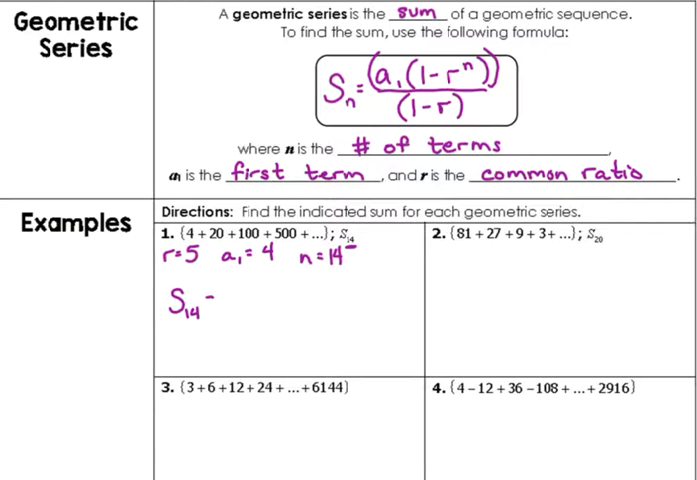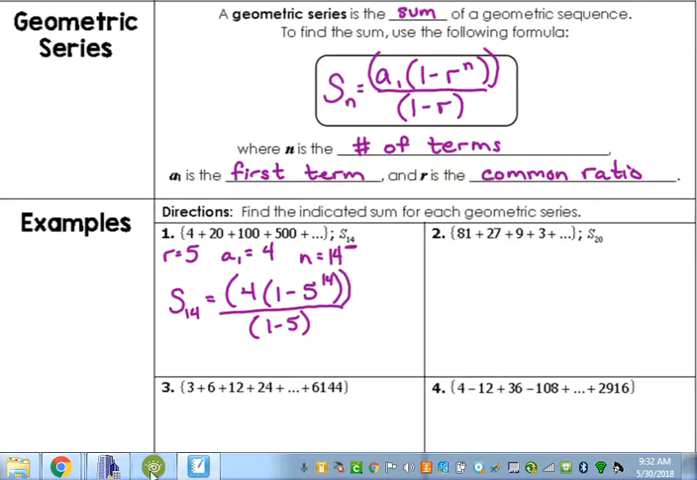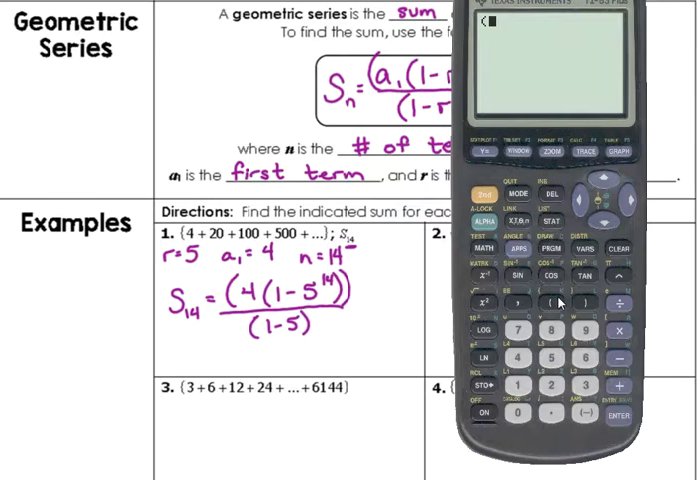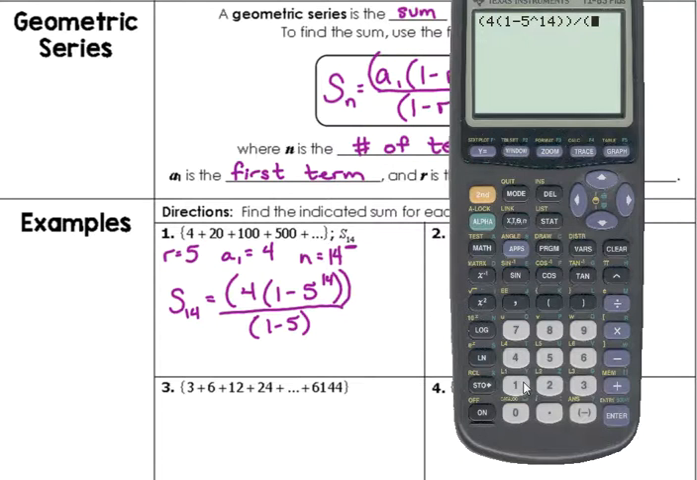Those are the three pieces that we need to be able to plug into our formula here. So S sub 14 is equal to, like I said, I'm going to go ahead and throw that extra set of parentheses in there just so I remember to put it into the calculator. So we have 4 times 1 minus 5 to the 14th, parentheses, over parentheses 1 minus r, which in this case was 5. And then I'm just going to type it all in the calculator. As long as you put those extra parentheses in there, you can type this in all at one time, and it will give you the correct answer.